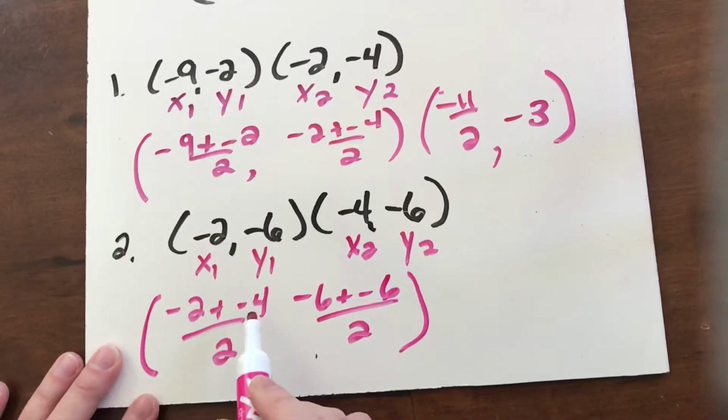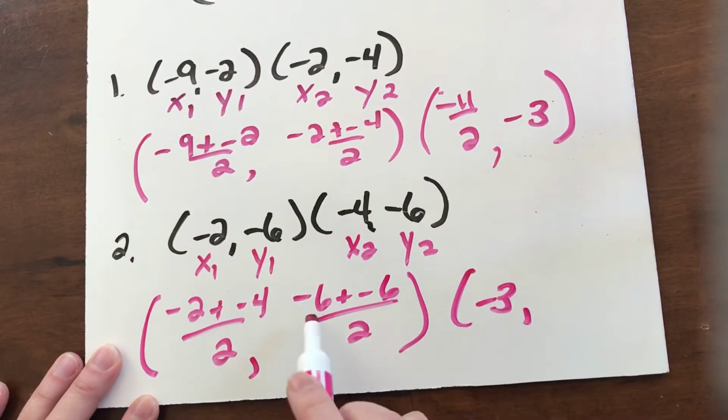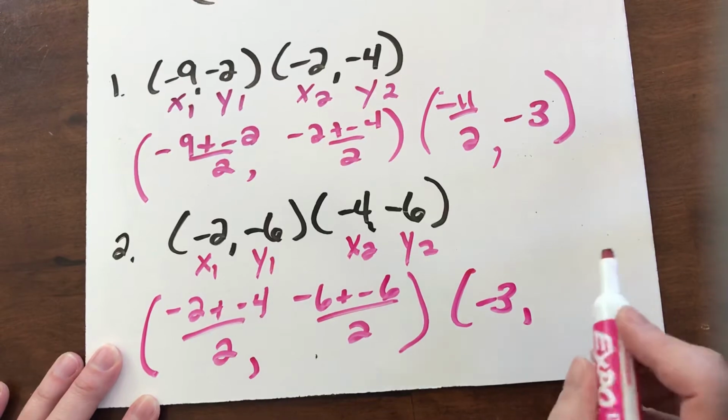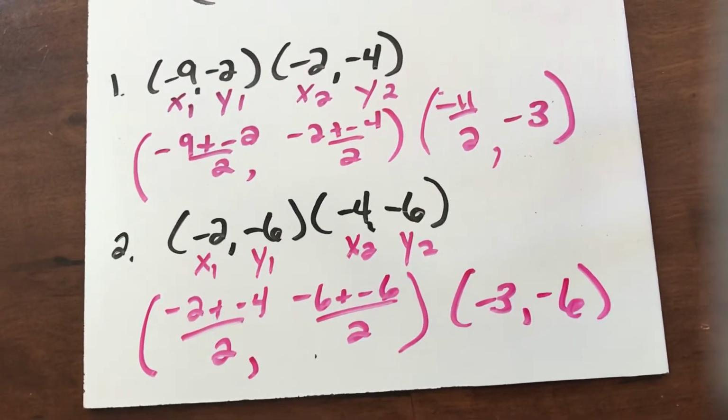So negative 2 plus negative 4 is negative 6. Negative 6 divided by 2 will be negative 3. Negative 6 plus negative 6 is negative 12. Negative 12 divided by 2 would be negative 6. So those are your 2 coordinates. That's how you find the midpoint.